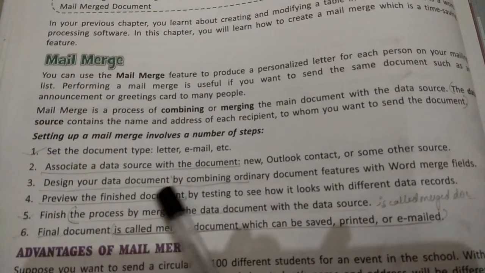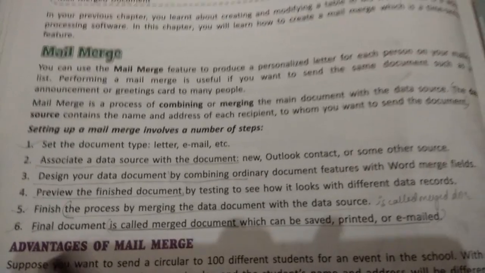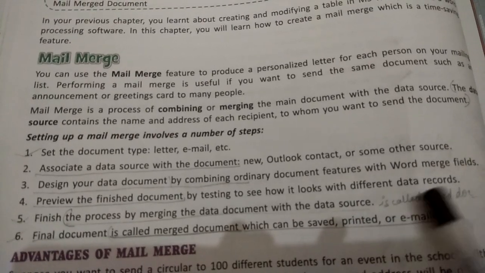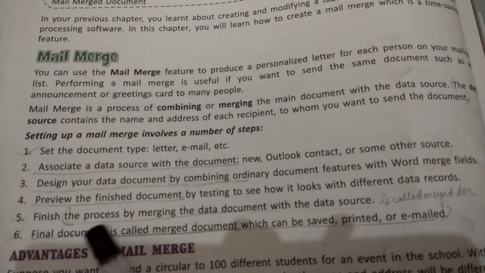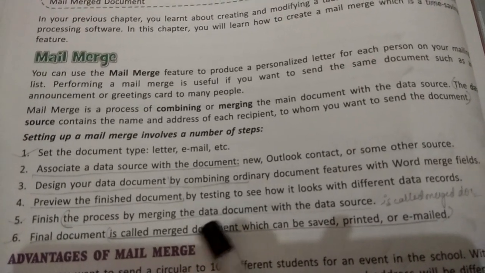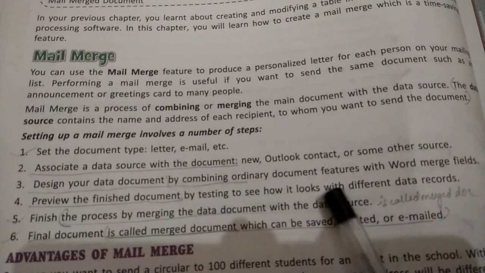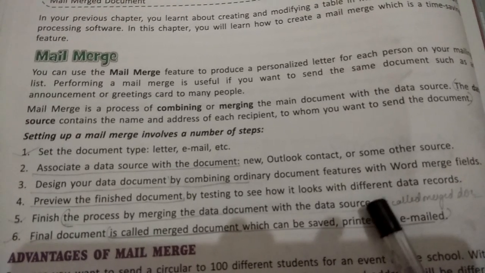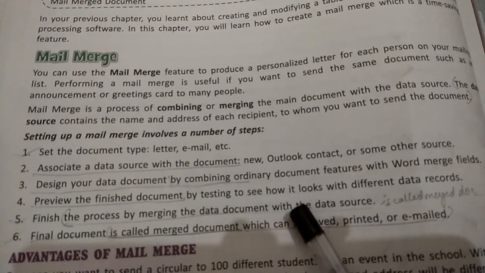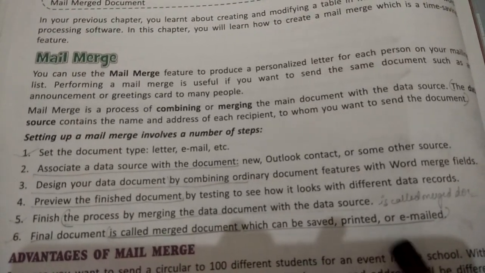Third, design your main document by combining ordinary document features with Word merge fields. Fourth, preview the finished document by testing to see how it looks with different data records. Fifth, finish the process by merging the main document with the data source. That means merge your email or letter with all the persons' addresses. Data source contains all the names and addresses of each recipient. So you have to merge in this process, and the final document is called the merge document, which can be saved, printed or emailed.